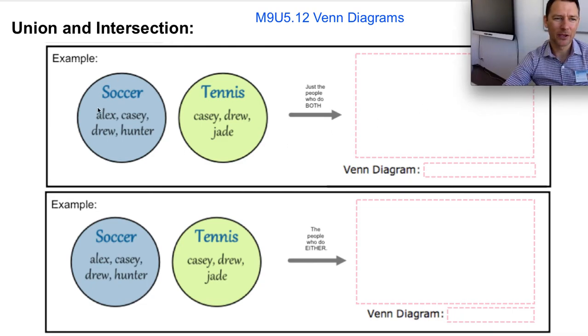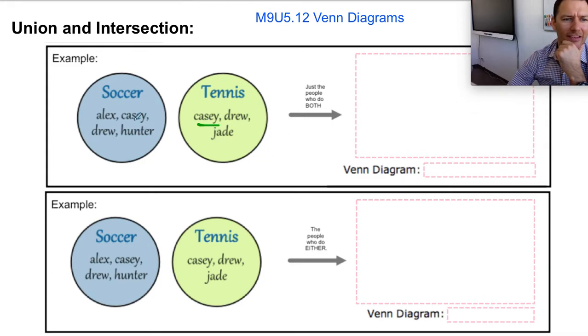All right, so let's try this one out. Same sort of idea. Here's the people that play soccer. Here's the people that play tennis. I'd like you to pause me and think about, figure who plays both, and draw me a Venn diagram to show that.